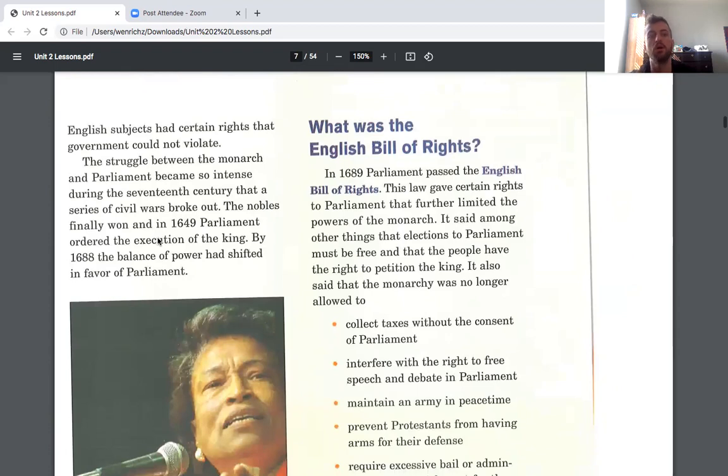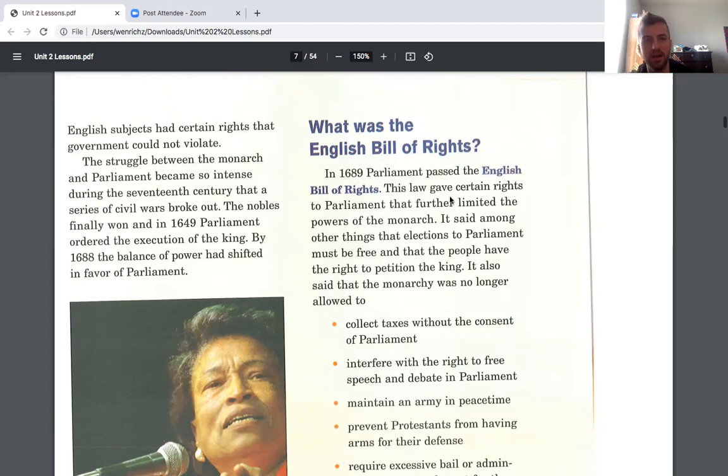The struggle between the monarch and parliament became so intense during the 17th century that a series of civil wars broke out, and that's where Thomas Hobbes came from. The nobles finally won, and in 1649, Parliament ordered the execution of the king. Whoa! By 1688, the balance of power had shifted in favor of Parliament. Whoa. They're killing kings. Yikes. So, what was the English Bill of Rights?